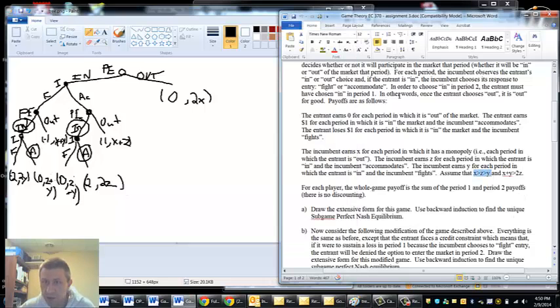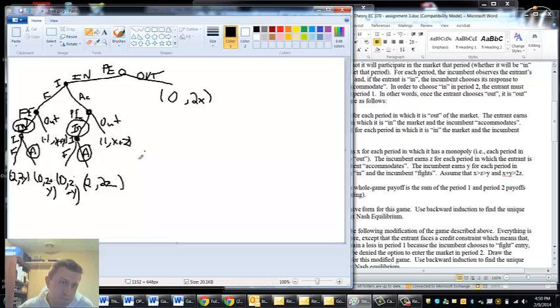Well, let's go back over here, right? Z is greater than y. Z plus z is greater than z plus y. The incumbent's going to accommodate. And now we're up to the very first move of the game, the potential entrant.